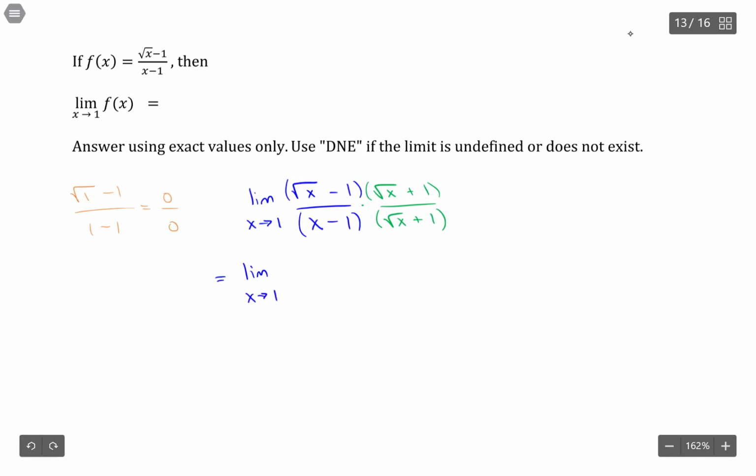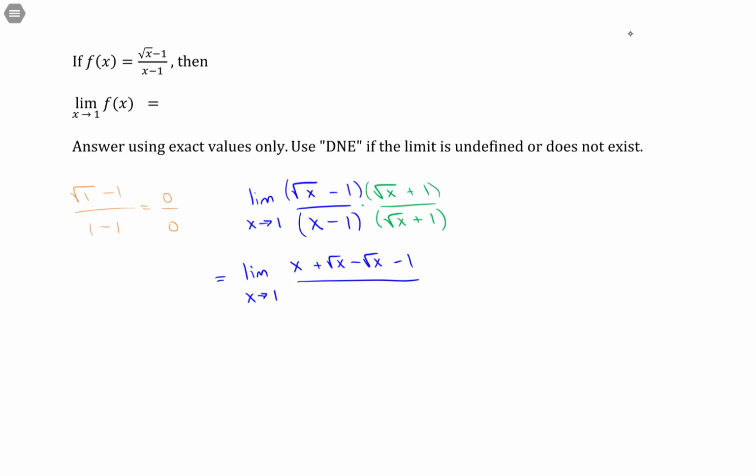What we get when we take square root of x times square root of x is just x. Square root of x times 1 is square root of x. Negative 1 times square root of x is negative square root of x. Negative 1 times 1 is negative 1. In the denominator, we still have something slightly more complex, and for right now, I'm just going to leave it as is. I'm going to leave this as x minus 1 times the square root of x plus 1. I'm not going to FOIL that out.